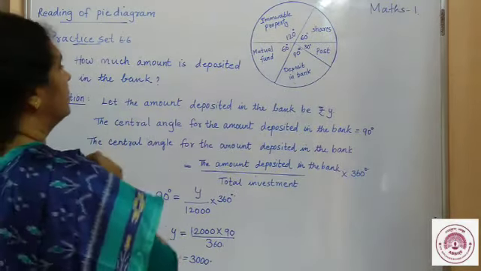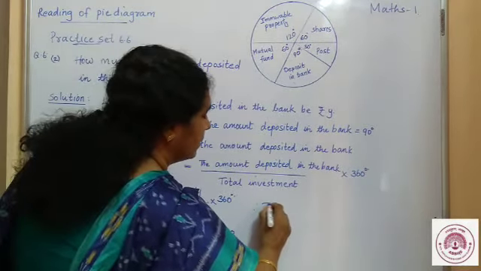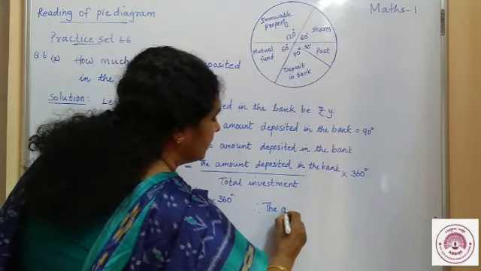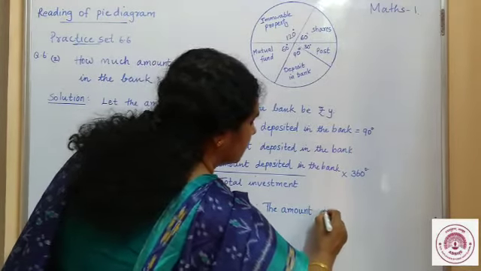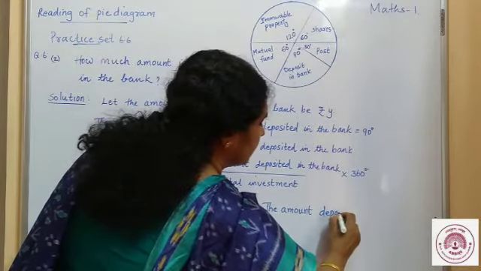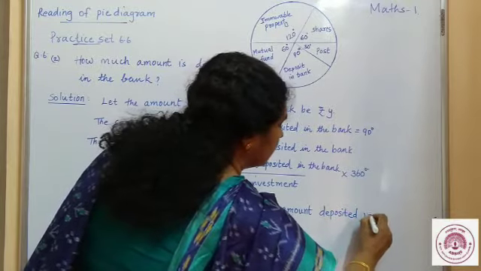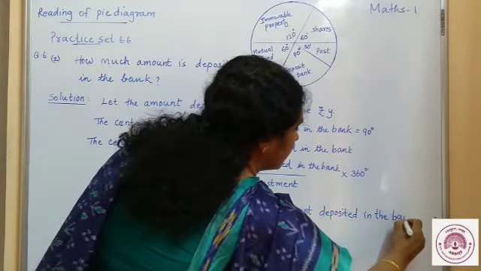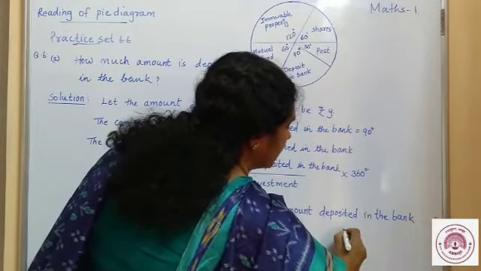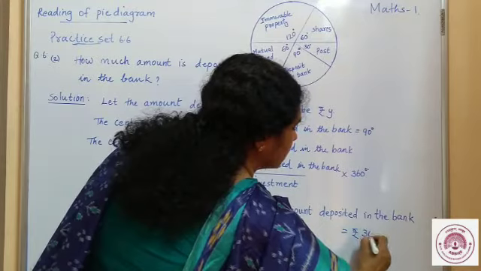Therefore, the amount deposited in the bank is equal to, rewrite the answer, what's the answer? Rupees 3000.